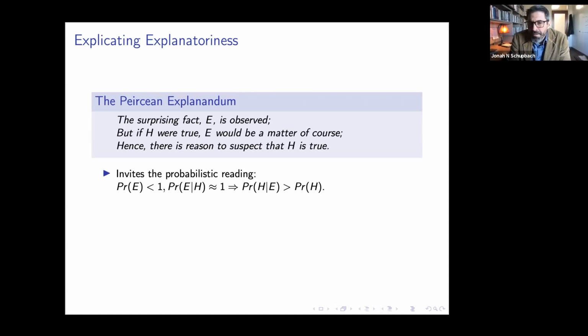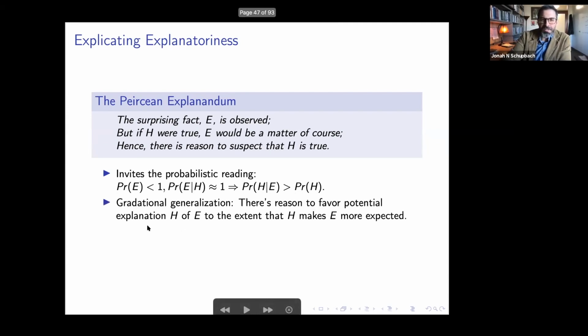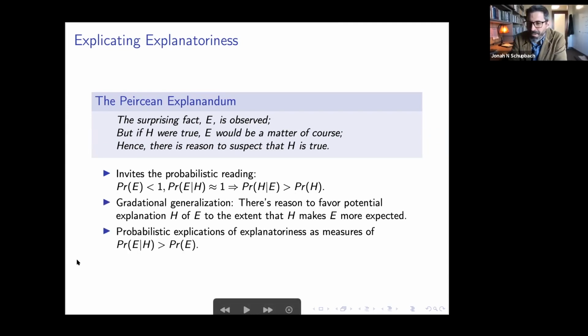So there's that quote again. The idea of abductive inference in Peirce's language, or explanatory inference, is this: we have some surprising fact E, but if H were true, E would be a matter of course. Hence, there's reason to suspect that H is true. This invites this probabilistic reading. Suffice it to say, the most important point I want to make on this slide is that if you want to give a probabilistic explication of explanatoriness in this basic Peircean sense, then it invites measures of explanatoriness that are sort of measures of this inequality. Right? And that makes sense, right?